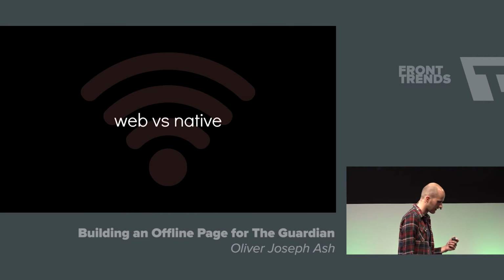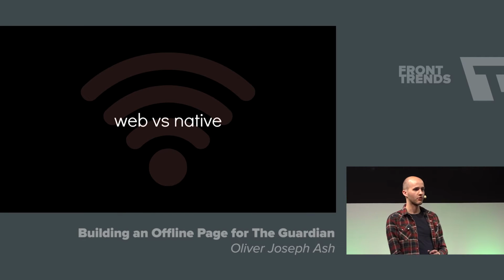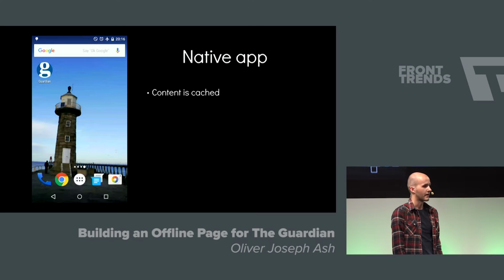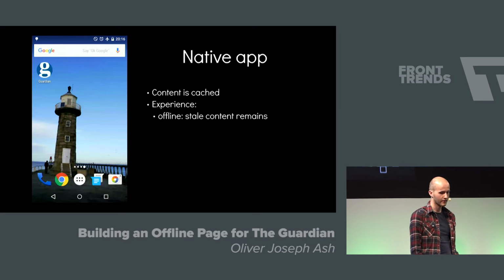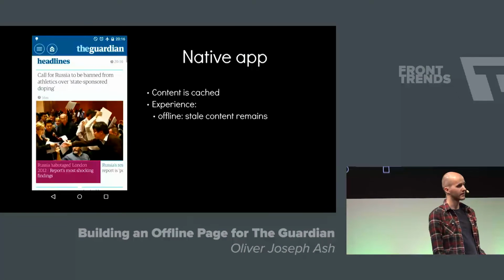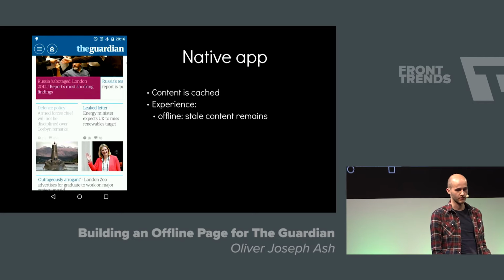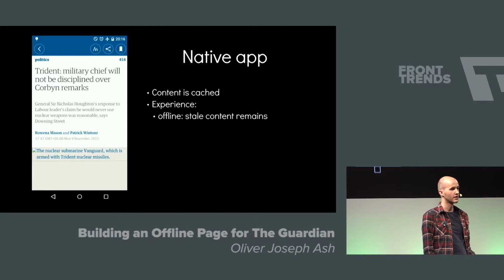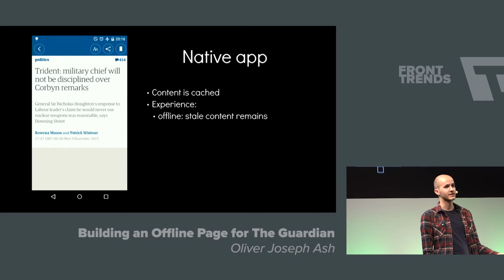I want to start talking about how web and native compare when it comes to offline and poor connectivity performance. On a native app, when you open the app, the content will be fetched from the network and cached. So the next time you visit and you're offline, you're going to see the stale content that's been cached from your previous visit. As you can see, that's what the Guardian app does here. So I'm offline, but I can still see all the articles. I can still go into an article.